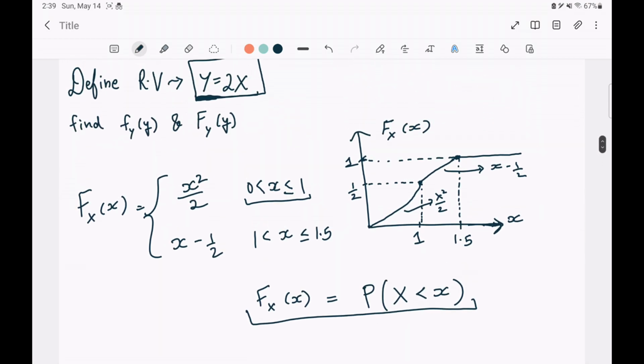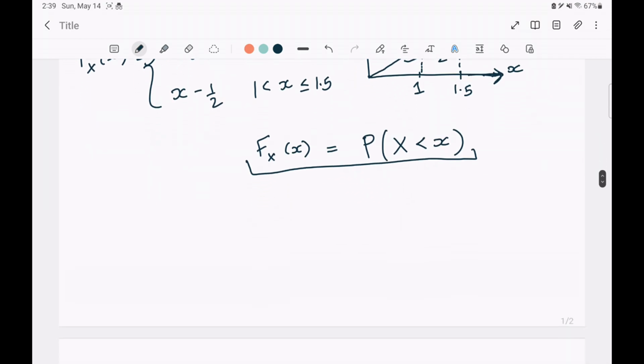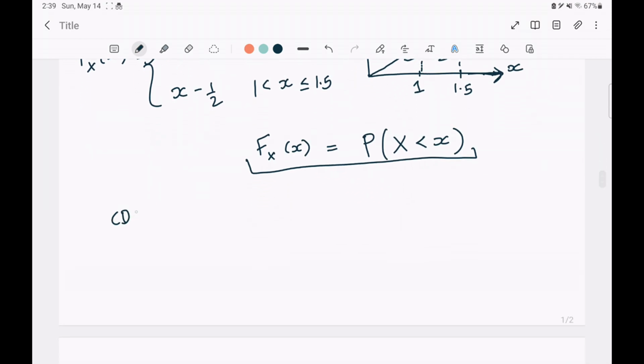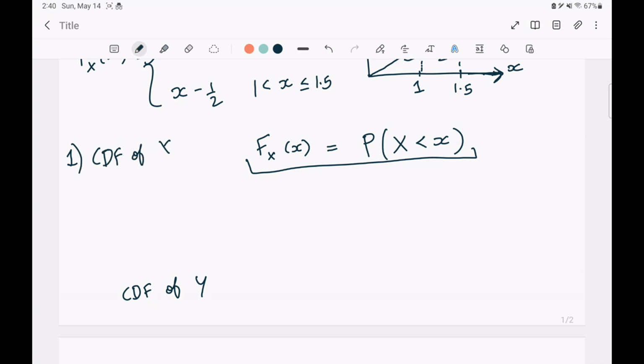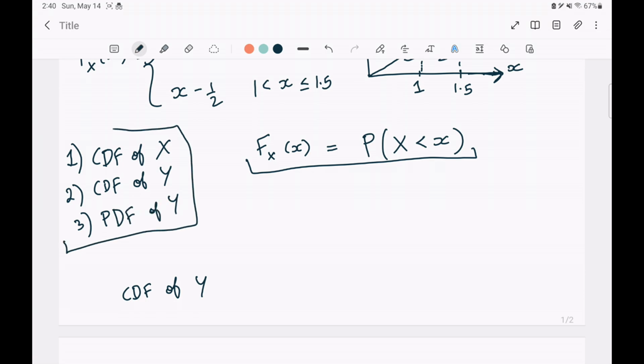So in the next step we will find out the cumulative distribution function of y. So let's denote it in this way. Let's break it into piecewise steps. In the first step we find out the CDF of x, then we find out the CDF of y, and in the third step we find out the probability density function of y. So we'll follow this manner.